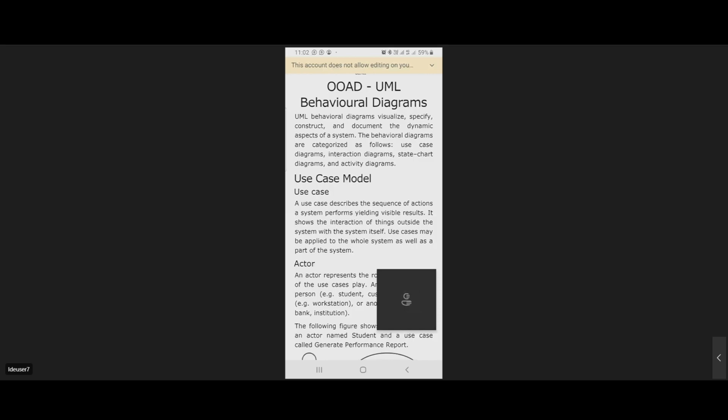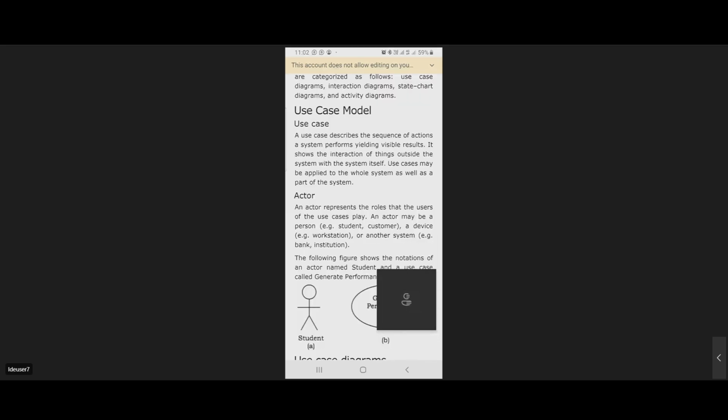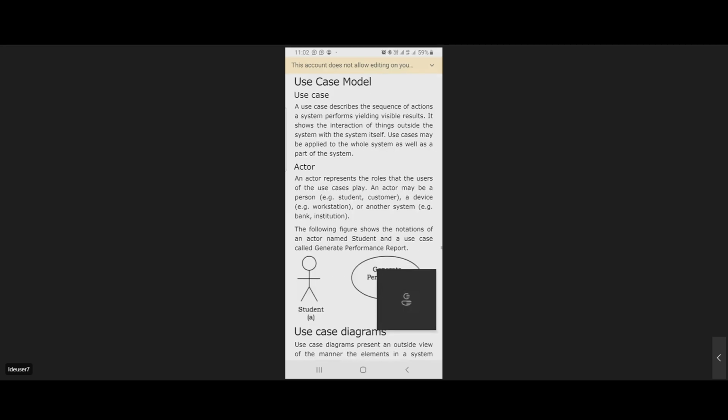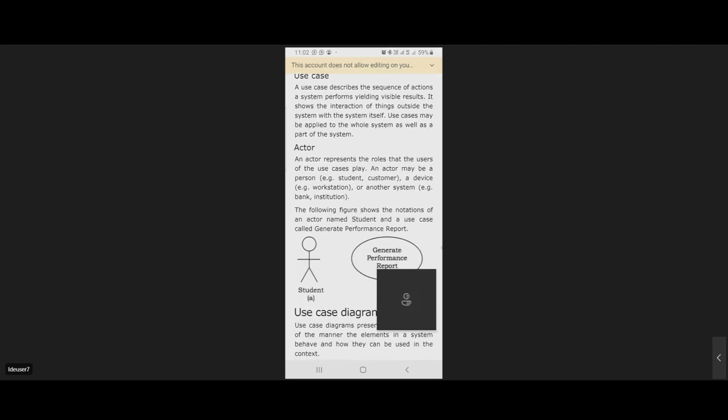So what is a use case model? A use case describes the sequence of actions the system performs, yielding visible results. It shows the interaction of things outside the system with the system itself. The use cases may be applied to what? The whole system as well as a part of the system.